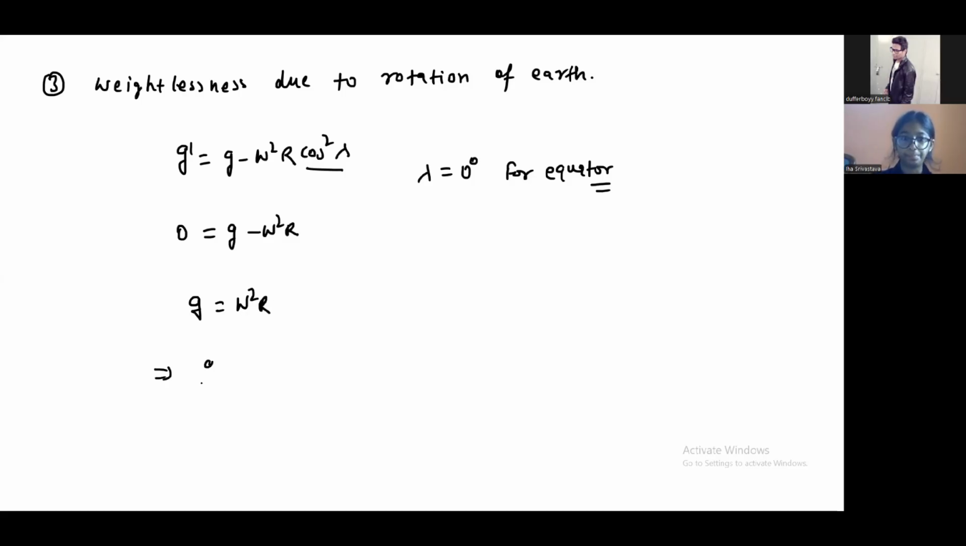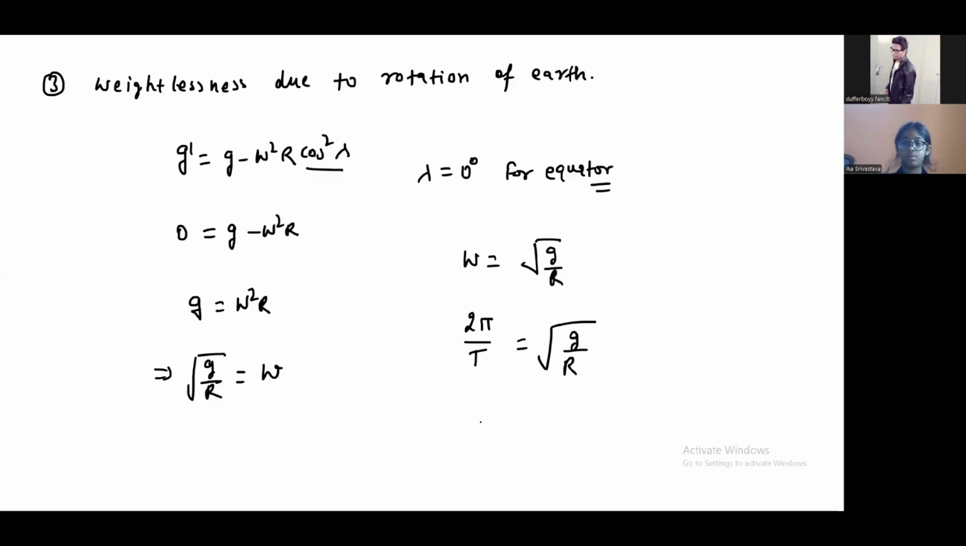So we can say under root g by r is equal to omega. Omega is equal to under root g by r, and we know that omega is equal to 2 pi by T, so we can get the time period where the weightless condition comes. So here we can say T is equal to 2 pi under root r by g.